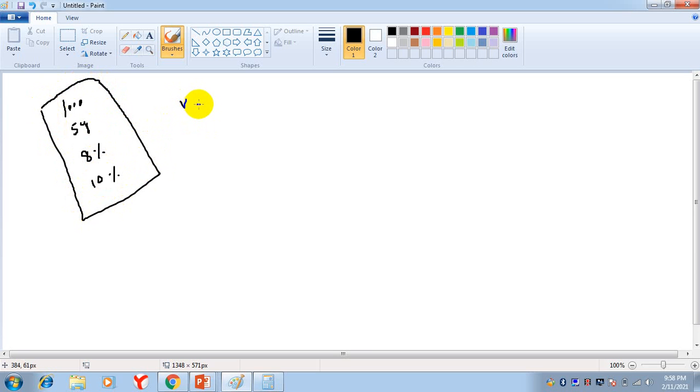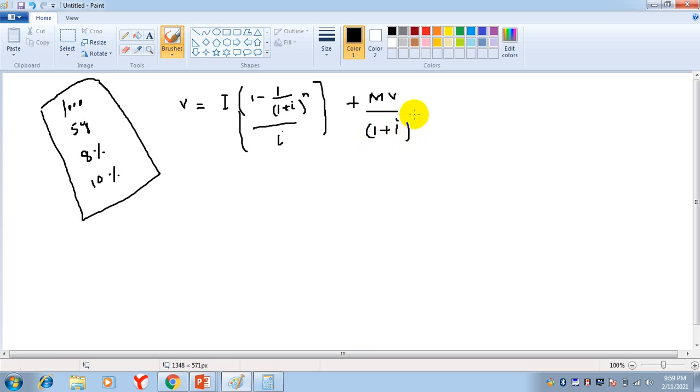Value of bond is equal to I times 1 minus 1 divided by 1 plus I raised to the power n, whole divided by I, close the bracket, plus maturity value divided by 1 plus I raised to the power n.